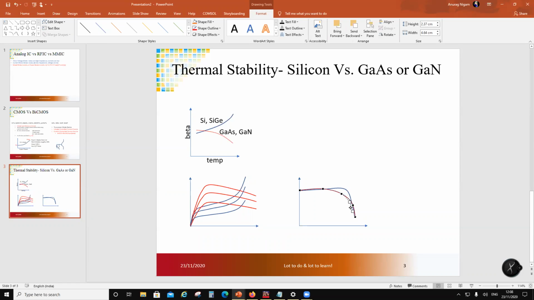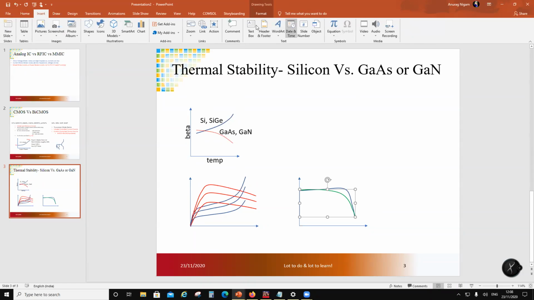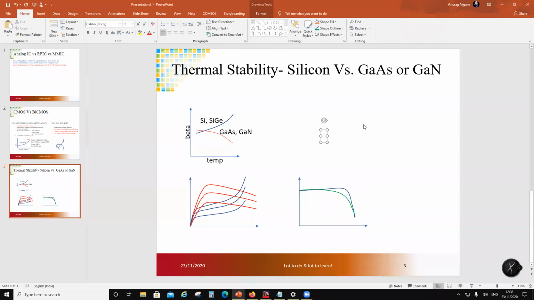So in GaN, it starts far way back, like this. Okay, let's put it a green color. Now this compression is a soft compression. This is what happens with GaN. Let's put this as GaN. So when you choose GaN for your power amplifiers, you will face this soft compression.